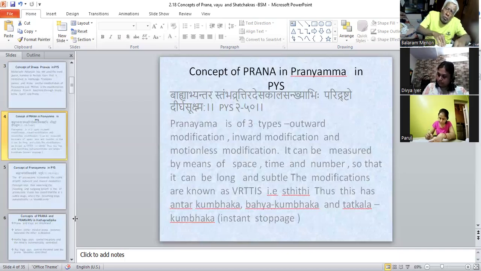It is mentioned in 4.29. What is Dharma Megha Samadhi? It is the stage of Samadhi in which the Dharma, the rightness, starts overflowing. Dharma Megha Samadhi.